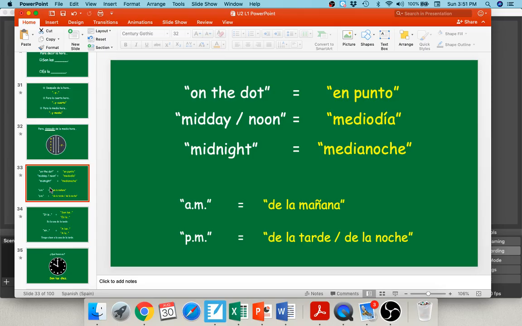It's midday or noon, es mediodía. Same thing for midnight. Instead of saying it's 12 o'clock, we'll say es medianoche. It's midnight, or literally the middle of the night, medianoche.